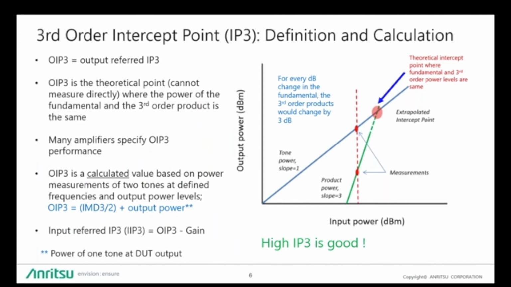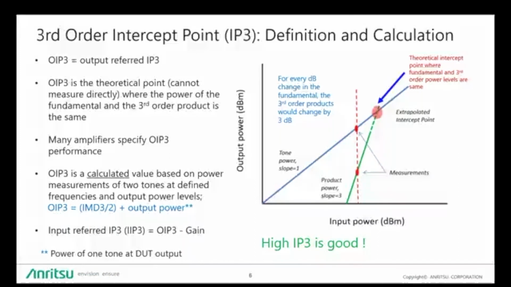Now, as far as amplifiers are concerned, they talk in terms of output IP3, the output-referred IP3. And again, as explained in the previous plot, you can see on this plot that the power of the fundamental has a slope of 1:1, and the third order product has a slope of 3:1.